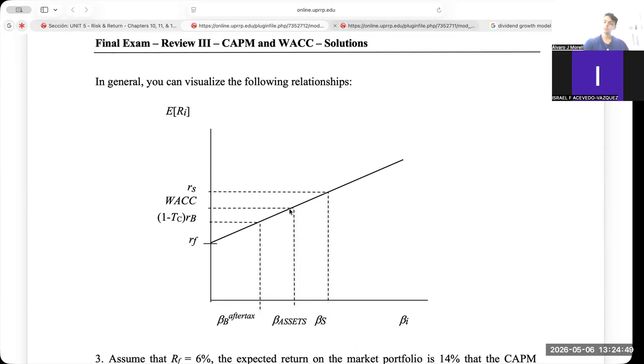And then you can get beta assets using the capital asset pricing model. Every time you go up and across, it's using the capital asset pricing model. If you're going to go between on the same axis, that's using the weighted average, if that makes any sense.